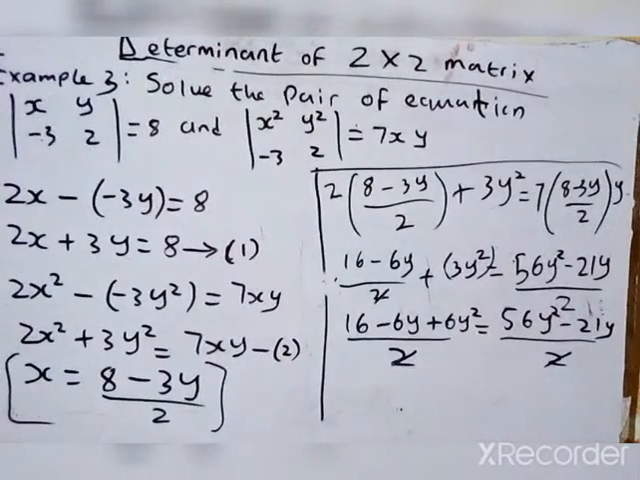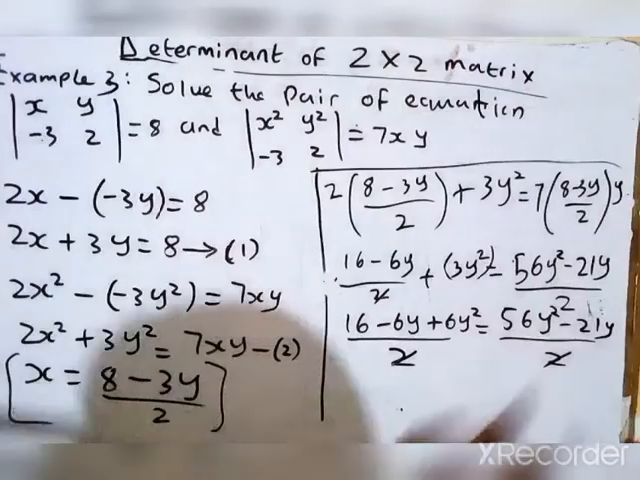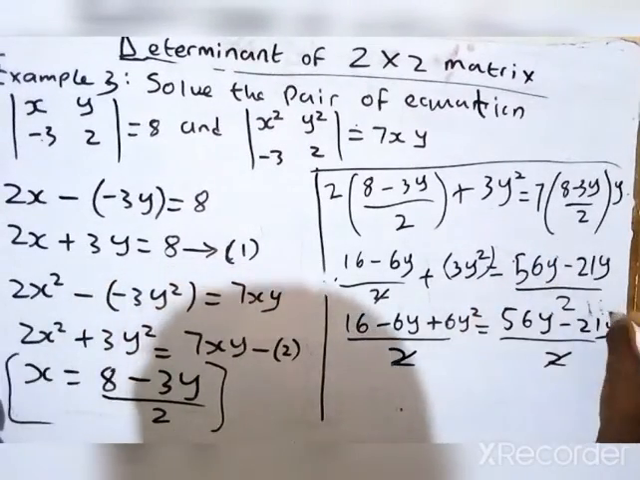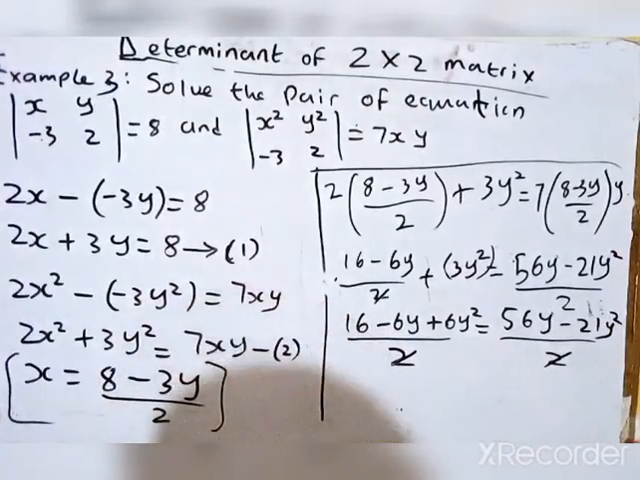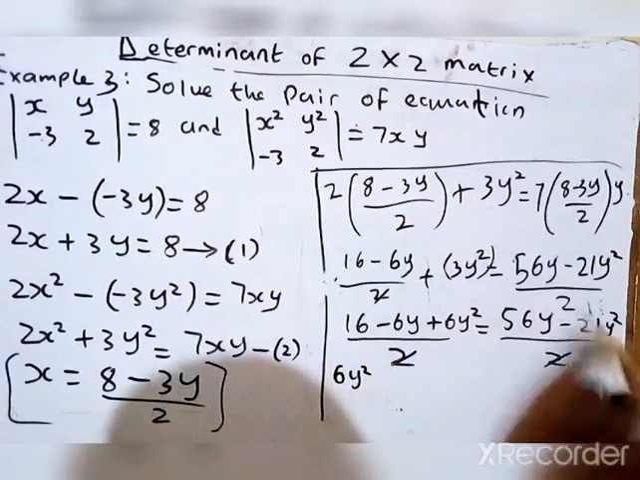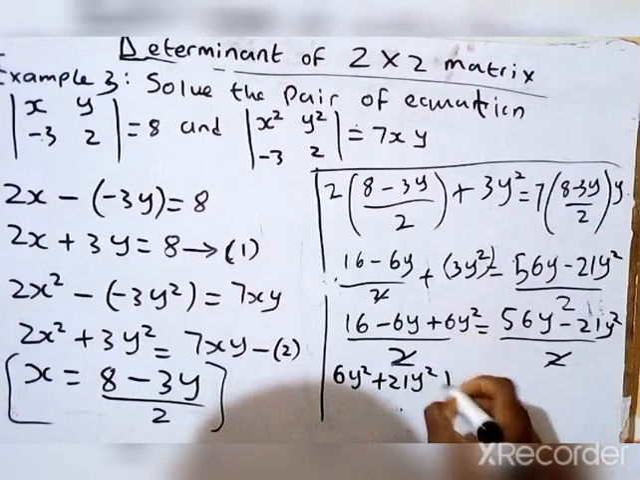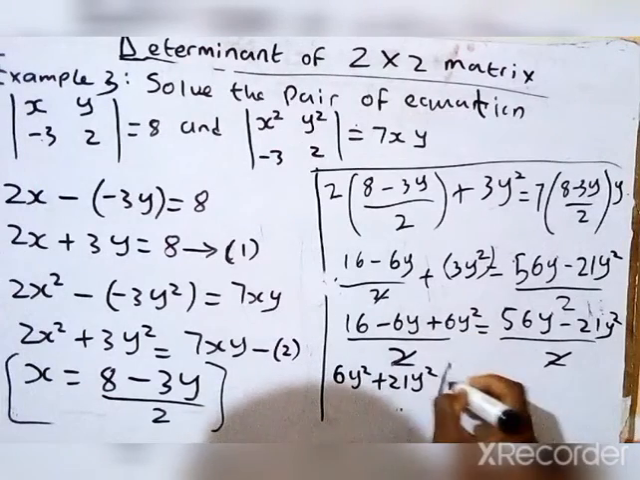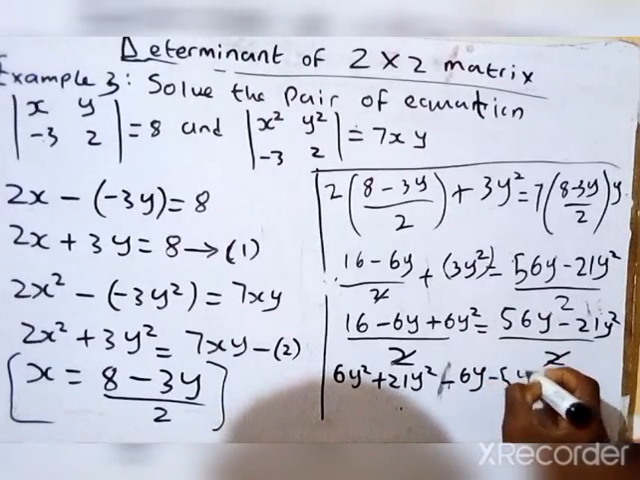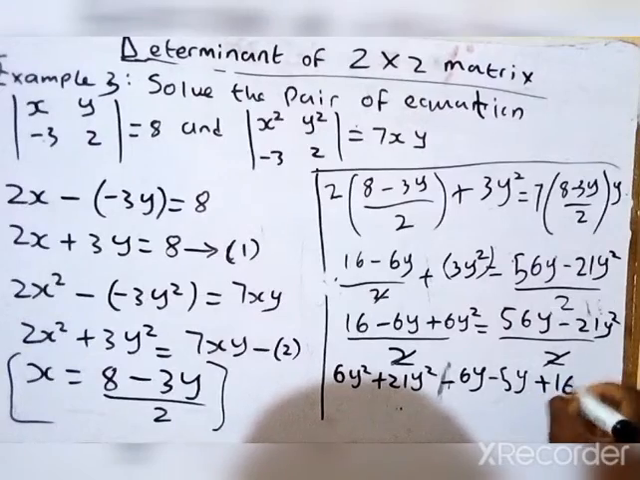6y squared minus, no, I think this should be y, not square, and this should be square. Yes, it is correct like this. So we now have 6y square, this comes to this place, plus 21y square, I mean minus 6y, this comes to minus 56y, and we have plus 16 all equal to 0.